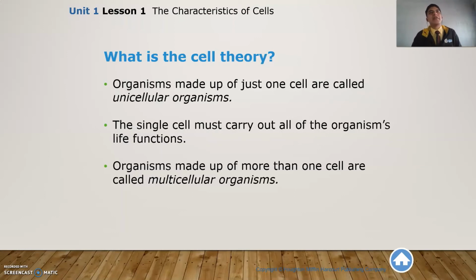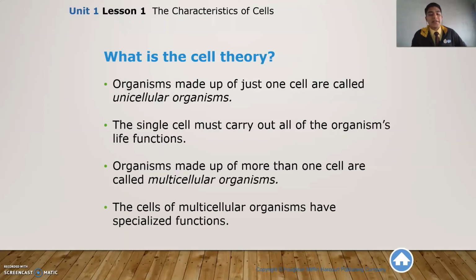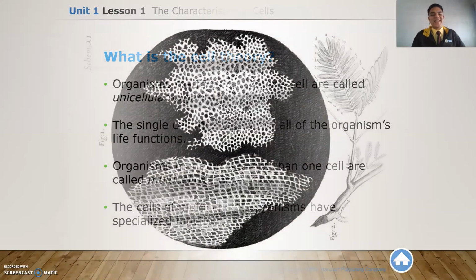How about other multicellular organisms? We can talk about cats, dogs, giraffes, elephants, etc. There are many more. And plants, of course. Plants are made of many different cells. And the cells of multicellular organisms have specialized functions. Oh, well, that's what I was telling you just now.